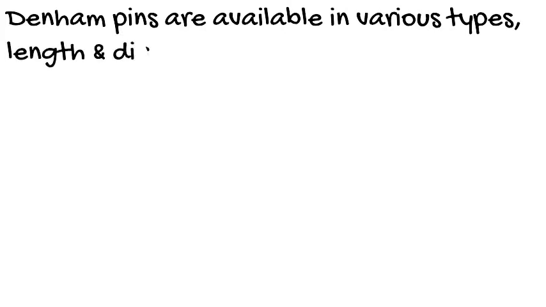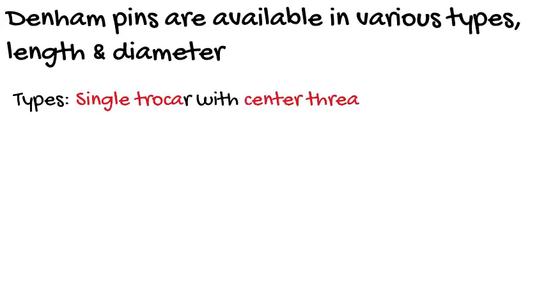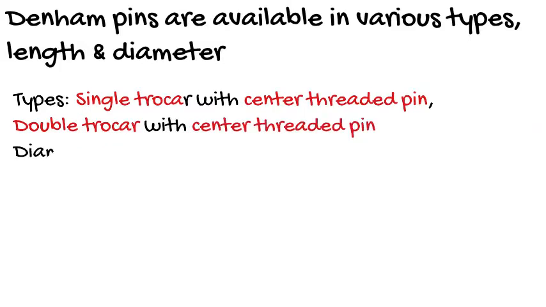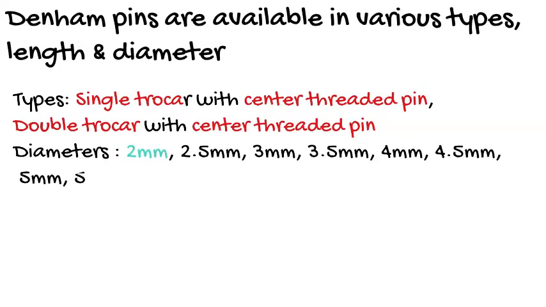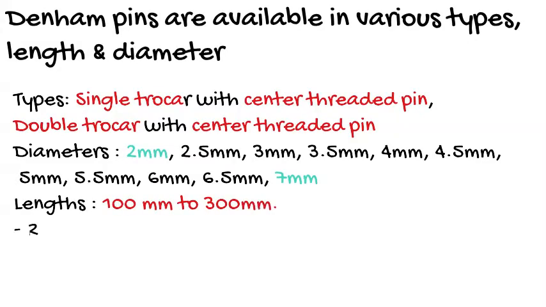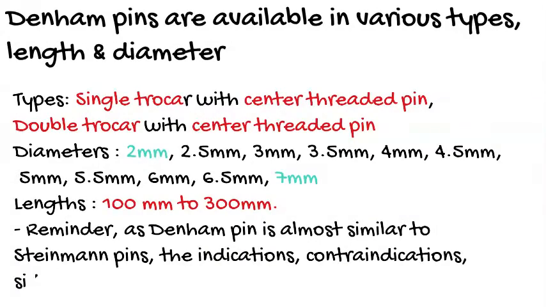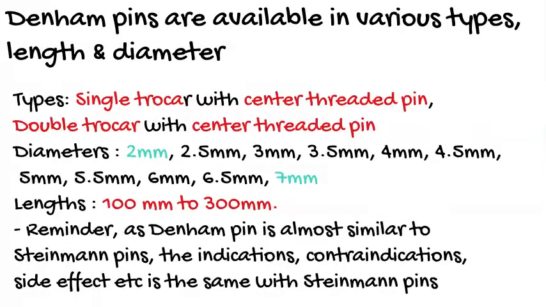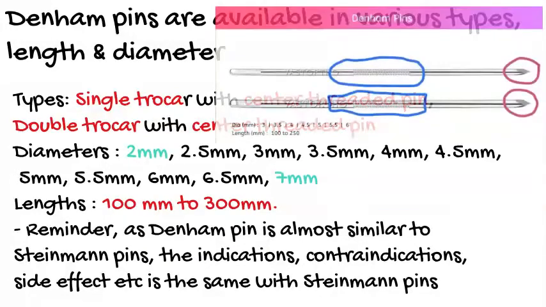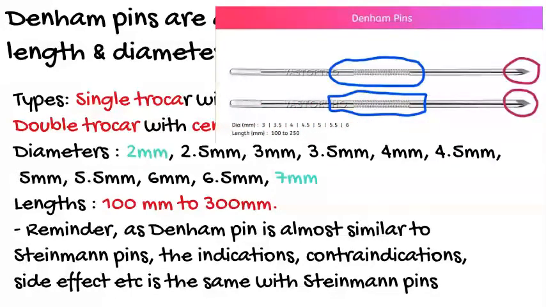Like Steinmann Pin, Denham Pins are also available in various types, length, and diameter. The types of Denham Pin are single trocar with center threaded pin, double trocar with center threaded pin. The diameters of the Denham pins start from 2 mm, then 0.5 mm increment till 7 mm. The lengths include 100 mm to 300 mm.